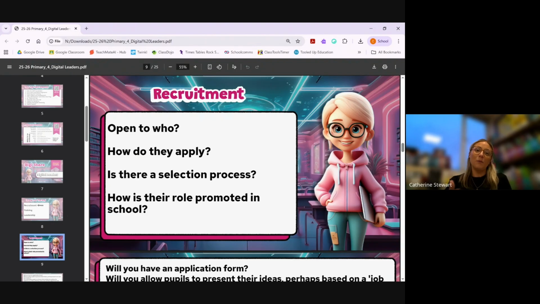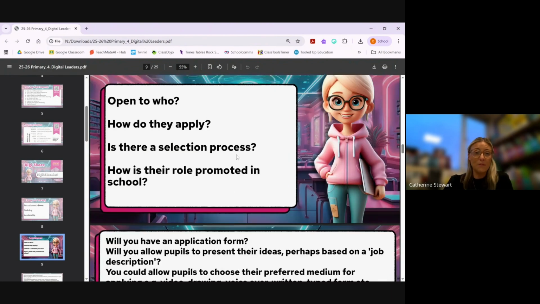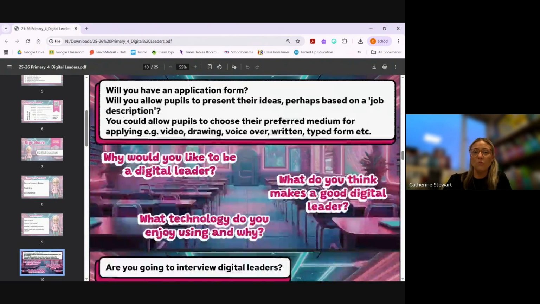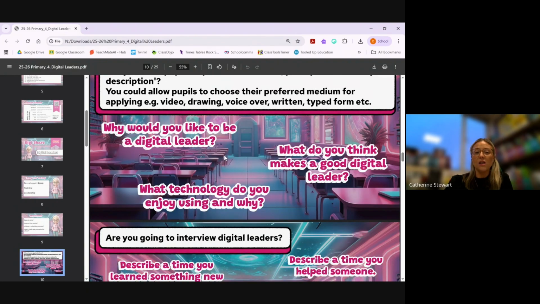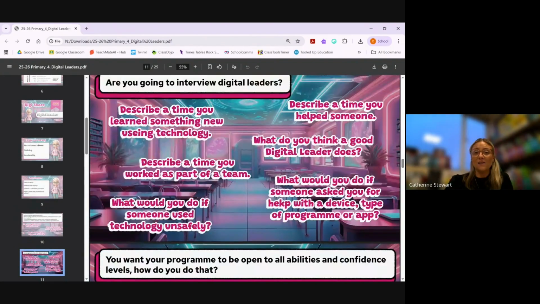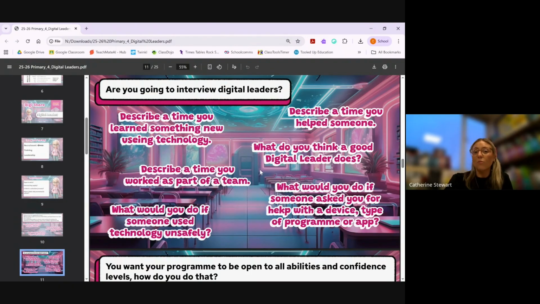Are they going to tell people about what they're going to do? Are you going to put that out to parents, maybe in a newsletter, just to get them excited about being in this new team and in this new role? So if you were thinking about an application form or a presentation, I've popped in some questions, and when you get the slides, obviously you can have a little read over those yourselves and some ideas of things you might ask, or ask the children to describe times in which they did things.